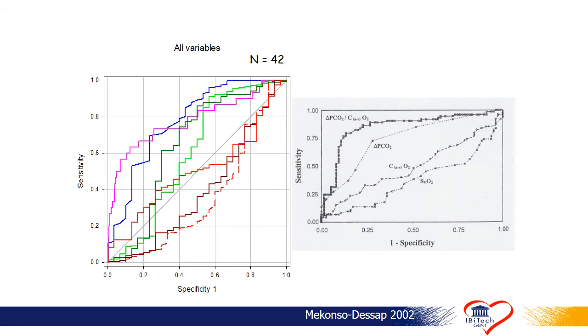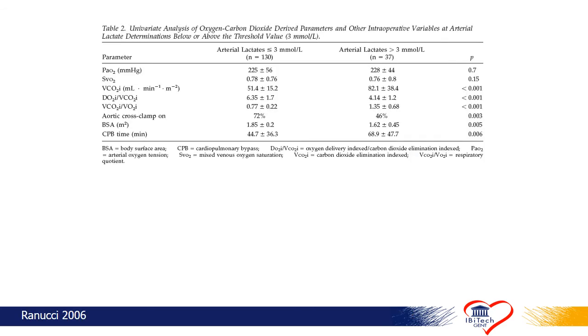And we do know that carbon dioxide-derived parameters are much more sensitive in measuring anaerobic metabolism compared to oxygen-derived parameters. As you can see here, where we have a very good sensitivity and specificity of carbon dioxide parameters, but we do have a relatively low sensitivity and specificity for oxygen-derived parameters.